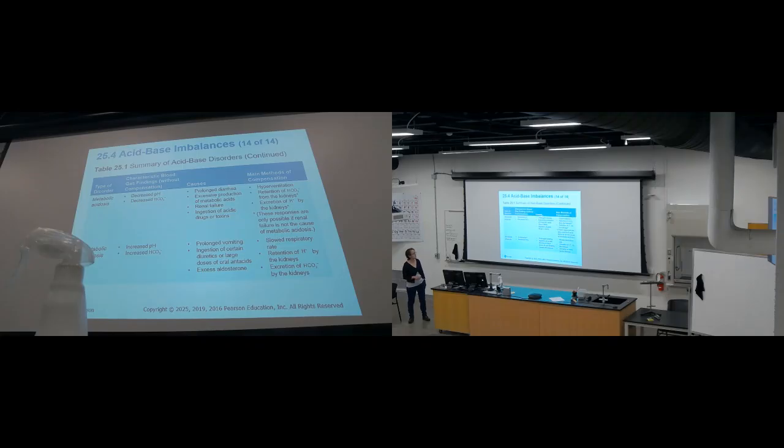Metabolic acidosis: you have prolonged diarrhea, excessive production of metabolic acids. Maybe someone has cancer or something that increases the metabolic rate. Renal failure, ingestion of acids, drugs or toxins. There is such a thing as someone over-ingesting aspirin that leads to metabolic acidosis. Metabolic alkalosis: excessive vomiting, ingestion of diuretics, and excess of aldosterone.